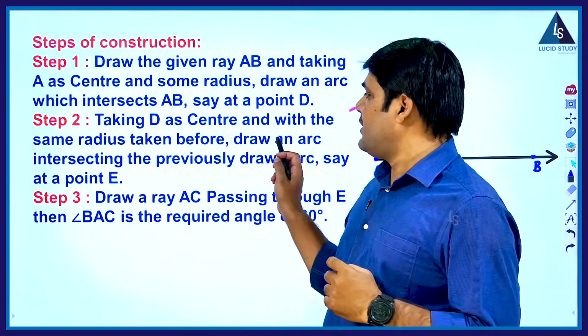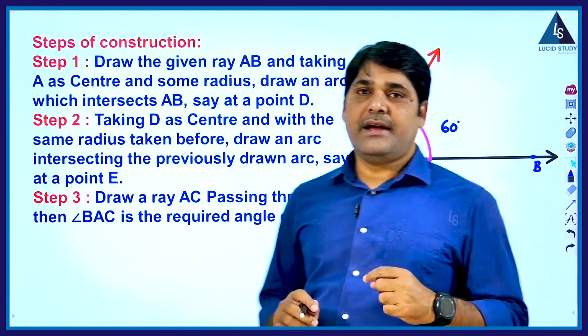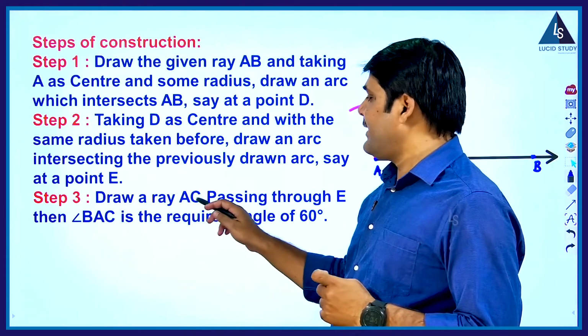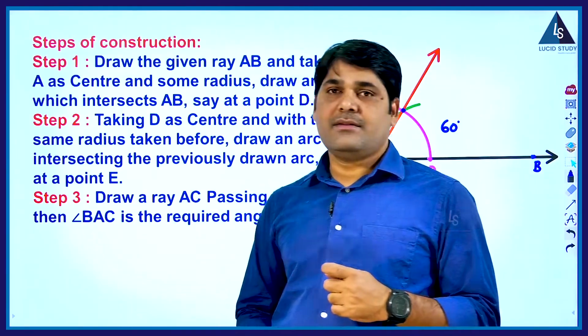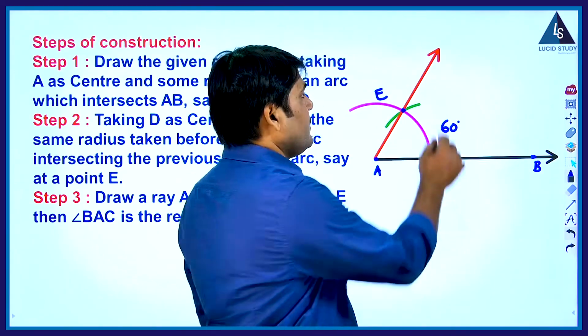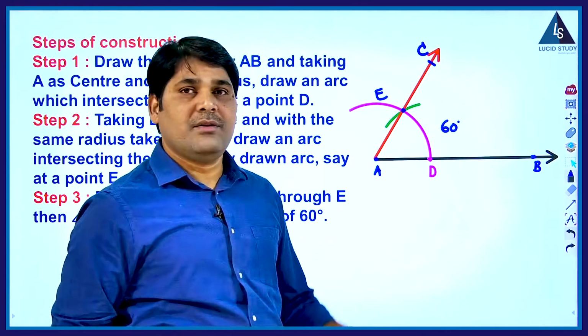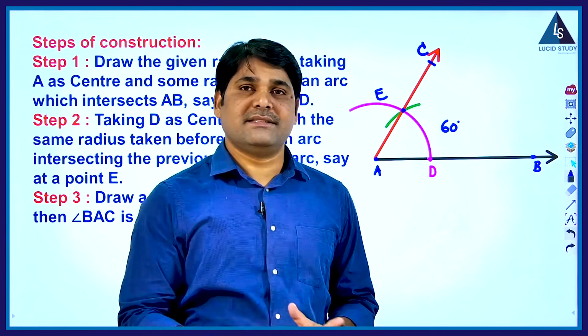Draw an arc intersecting the previously drawn arc, say at point E. Now draw a ray AC passing through E, then angle BAC is equal to 60 degrees. So this is the ray AC which is passing through E. So this is the required angle of 60 degrees.